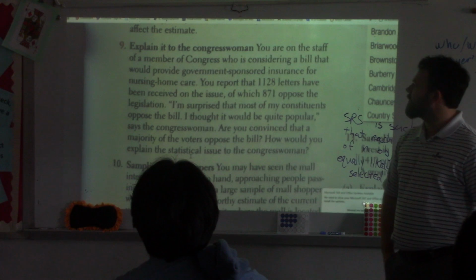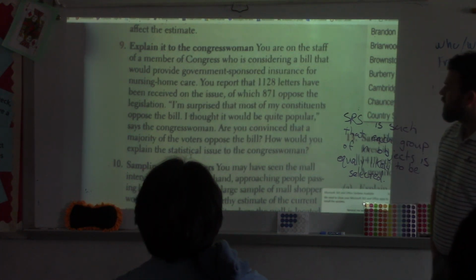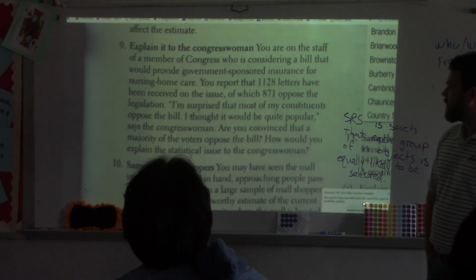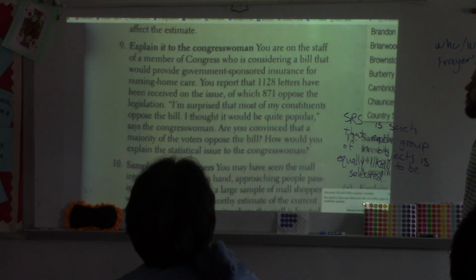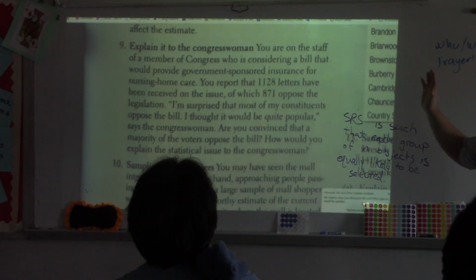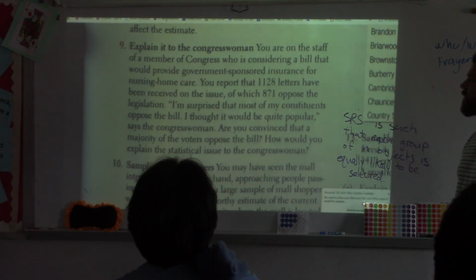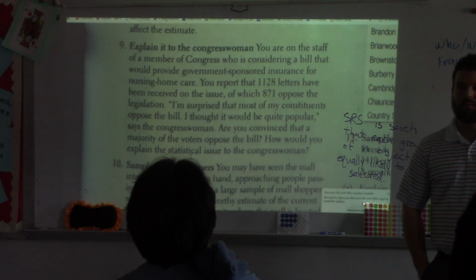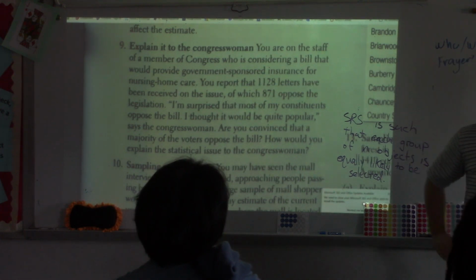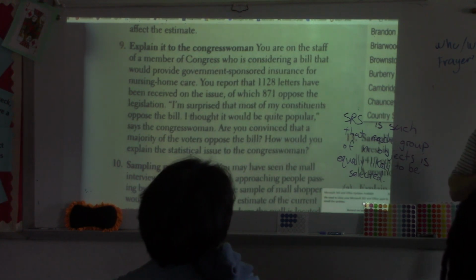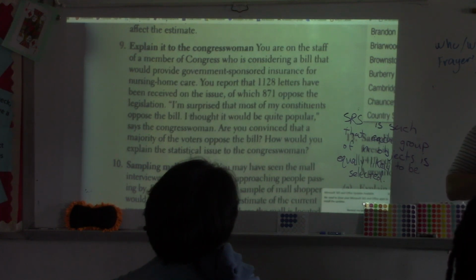You're on the staff of a member of Congress who is considering a bill and receives letters and emails on the issue. So, does anyone see the problem with this study design to see how people feel about the legislation? Voluntary response. It's not non-response, it's voluntary response. It's tough to tell sometimes the difference between voluntary response and non-response. But in this case, remember, non-response is when I reached out and they didn't respond. Here, people just volunteered.